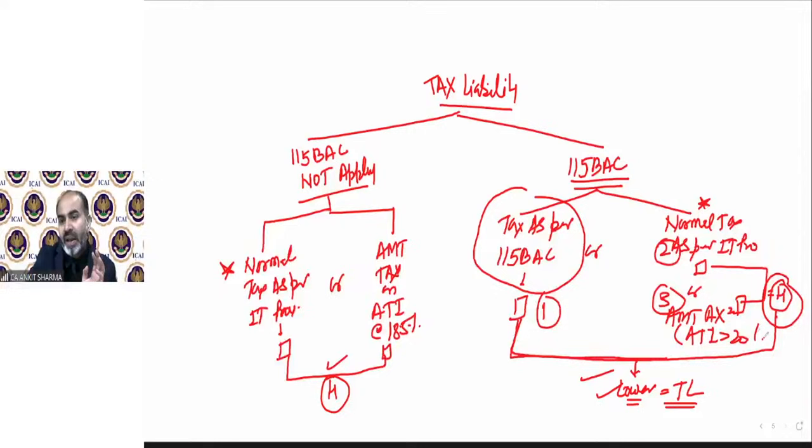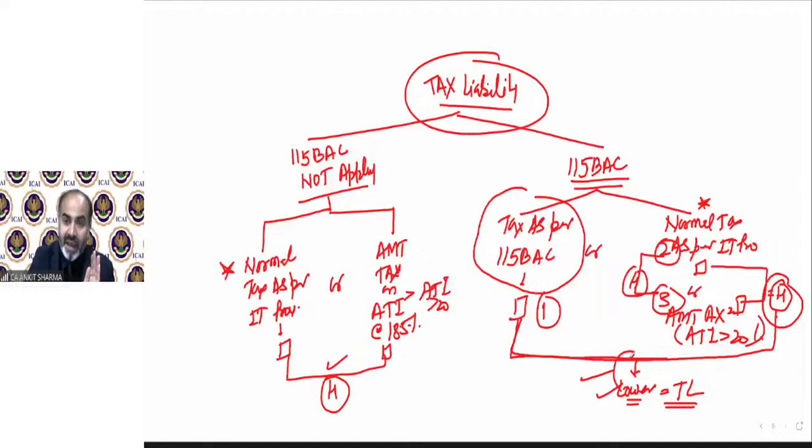If ATI does not exceed 20 lakh, then of course, tax as per 115BAC or normal tax, whichever is lower. So when we start solving the questions of Test Your Knowledge, etc., you will find the provision in which we have to find section 115BAC tax, normal tax, and AMT also. We'll only compare these two taxes. And the higher will be compared with 115BAC tax, and then the lower will be your tax liability. So this diagram is very important.